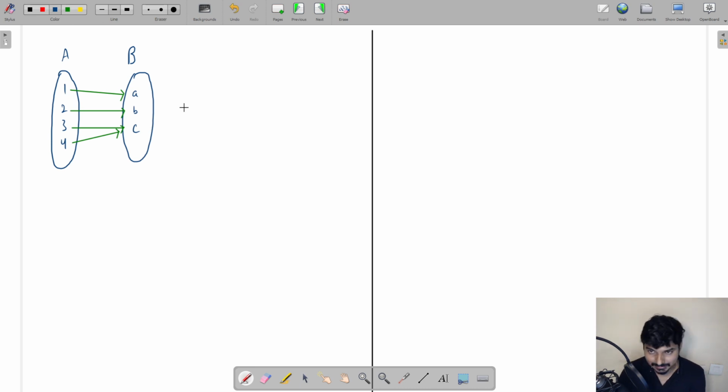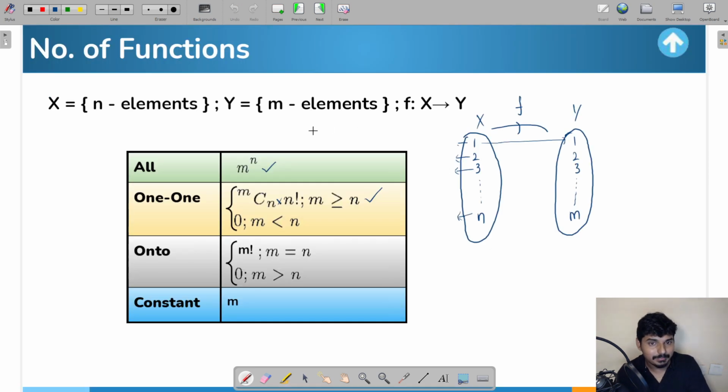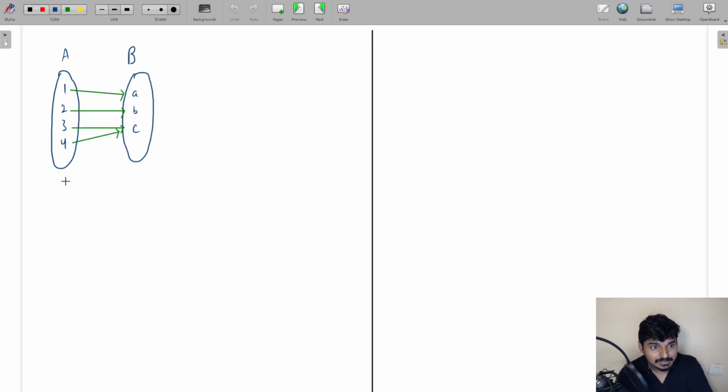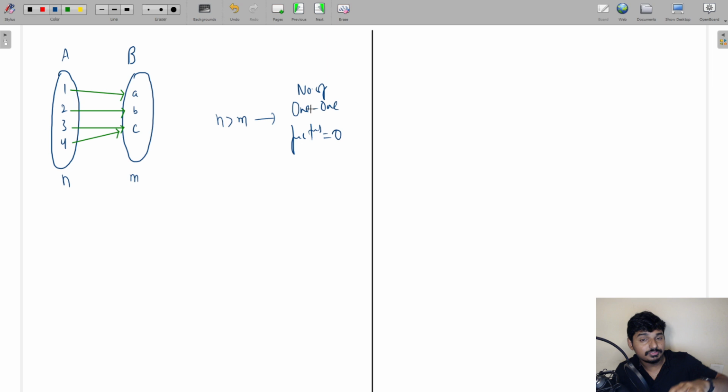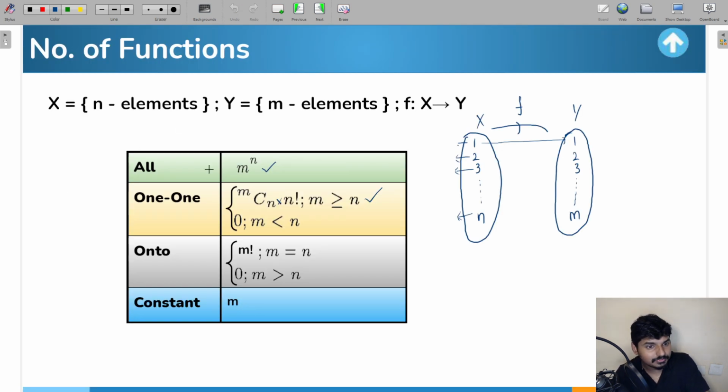So what this means is very simple, guys. If the first set contains n elements, the second set contains m elements, and n is greater than m, then we can say the number of one-one functions is simply going to be 0. If you want to calculate the number of one-one functions when the first set contains more elements compared with the second set, the number is simply 0. I hope this is clear for everyone.